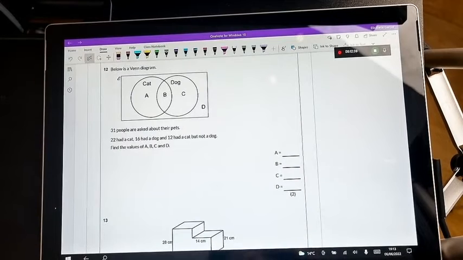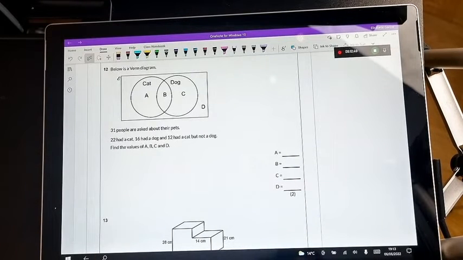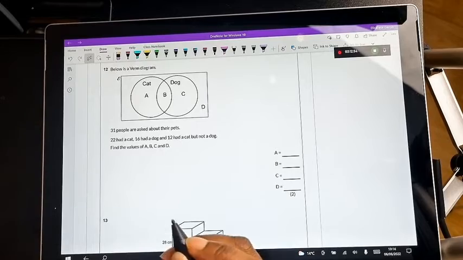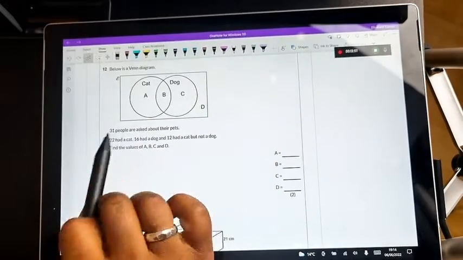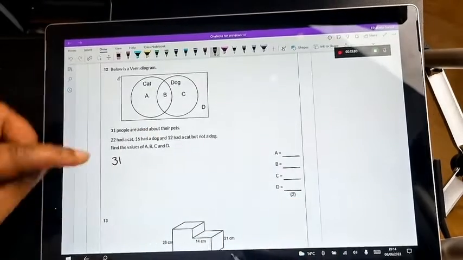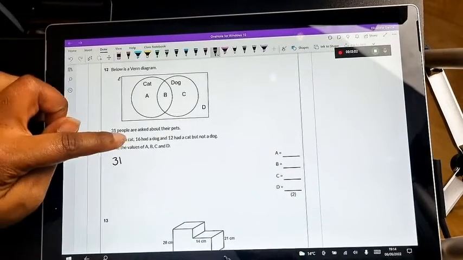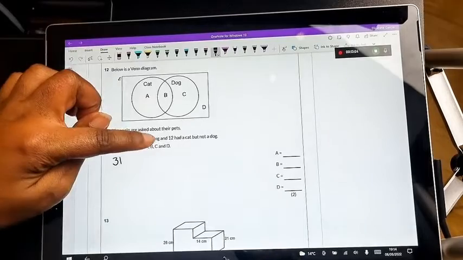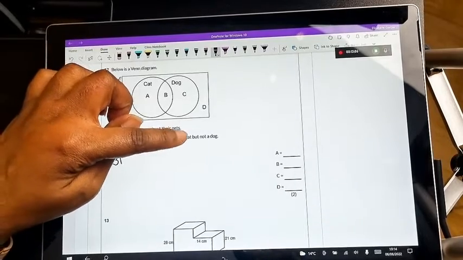Okay? Great. So below is a Venn diagram. 31 people are asked about their pets. 22 had a cat. 16 had a dog. And 12 had a cat, but not a dog. So we need to be able to calculate all this. So A, we know that we have 31 people, so 31. How many of those had a cat? 16 had a cat, and 12 had a cat, but not a dog.